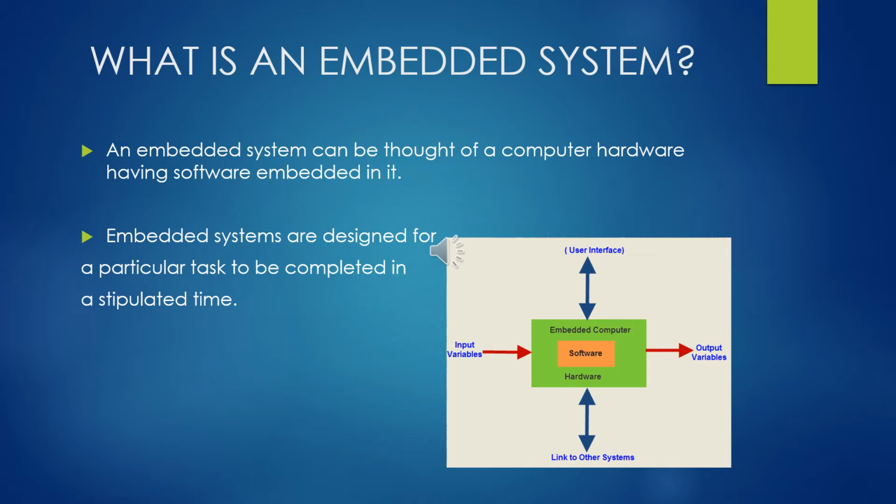Now, what is an embedded system? An embedded system can be thought of as computer hardware having software embedded in it. These are designed for a particular task to be completed in a stipulated time.